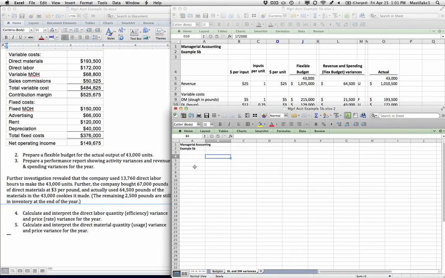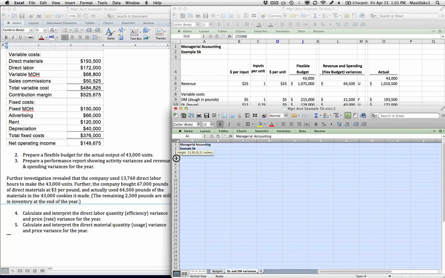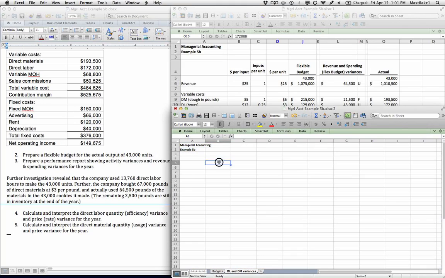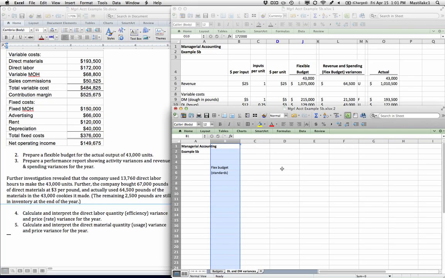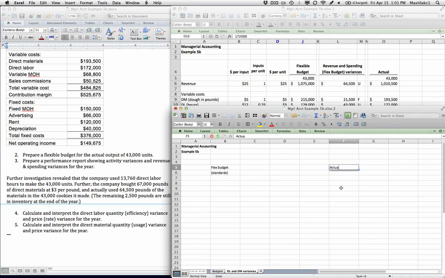So the variance model that has been worked up counts both of those things separately. We split out the effect of the hourly rate from the effect of the number of hours. In one column over here, we put our flex budget, which is based on our standards, so whatever we expected to have happen. Then we're going to leave some space, and over here we're going to put our actual results.